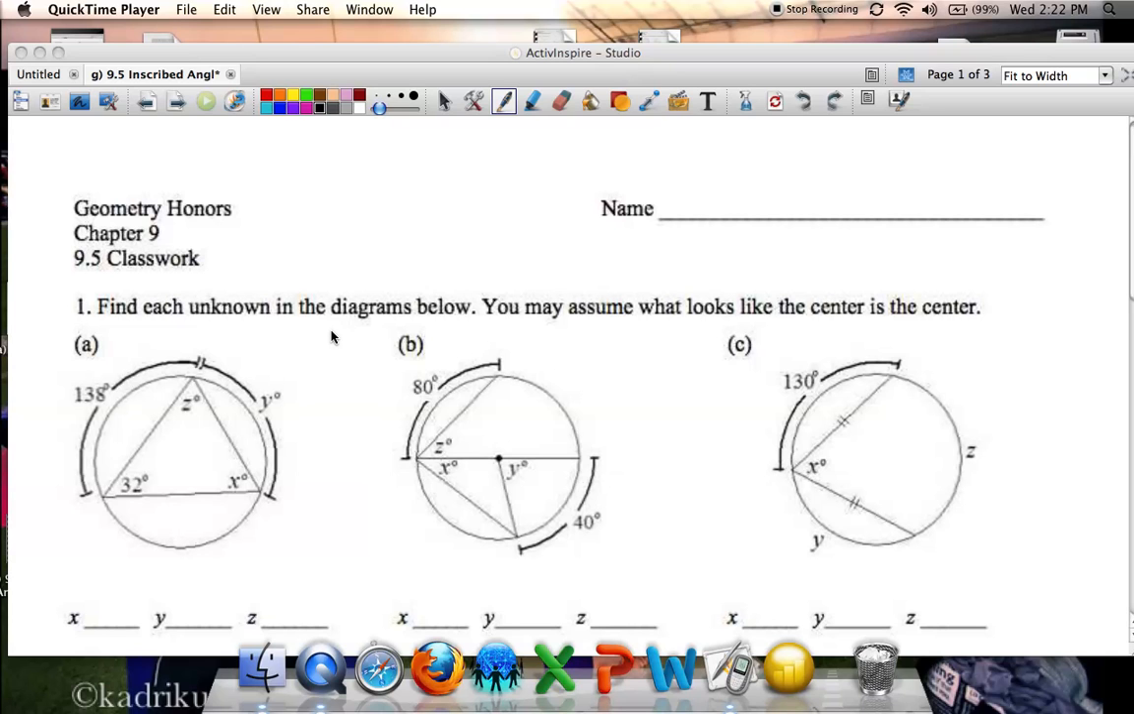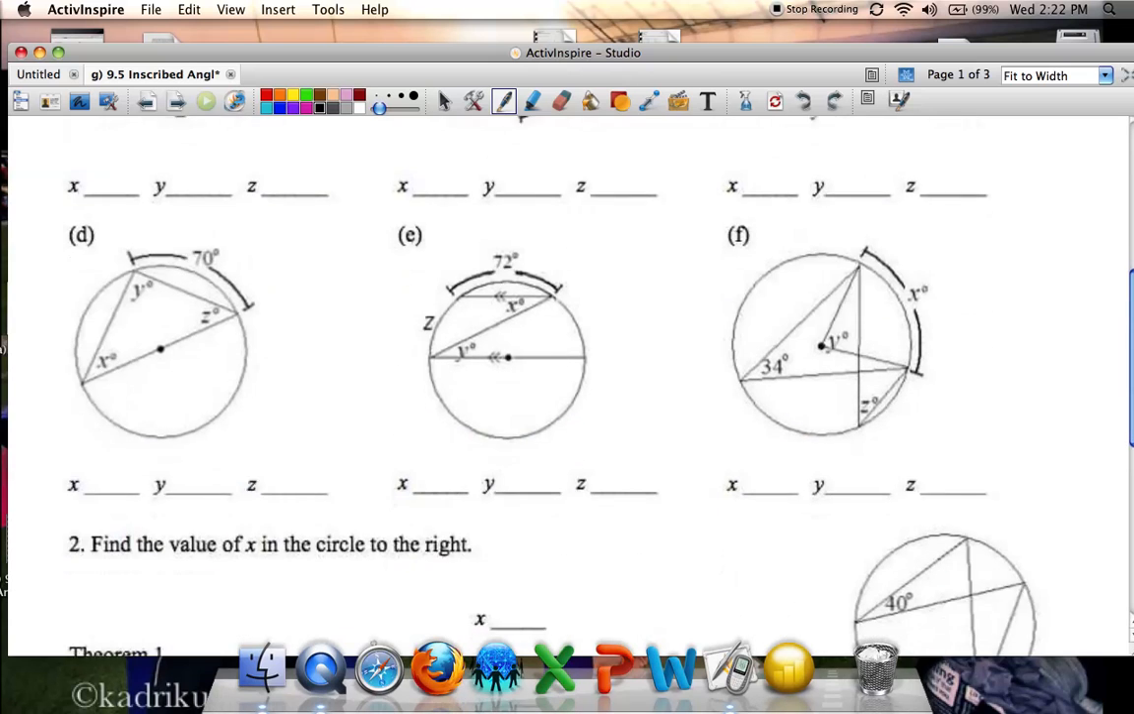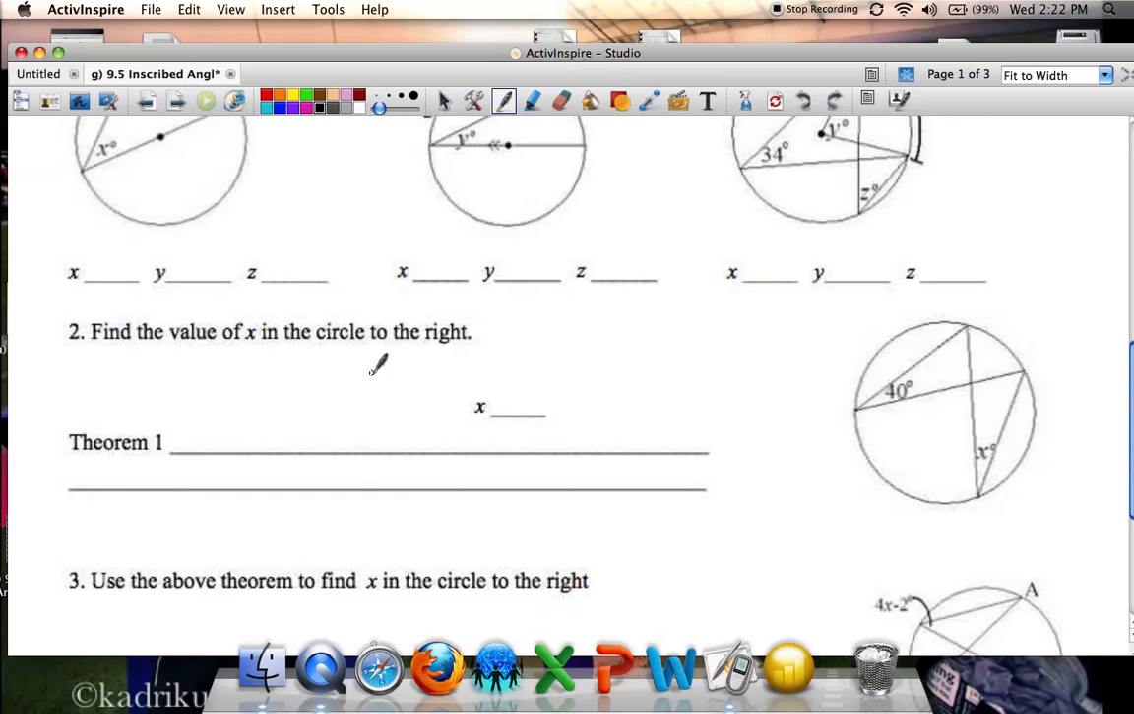Continuing our investigation of arcs, circles, inscribed angles, and so forth, we will warm up by doing the top 6 problems as a warm-up. So you fill in 1A through F. Starting notes on the middle of the first page, find the value of x in the circle to the right.